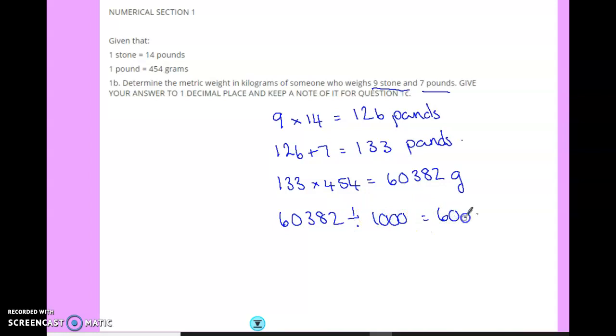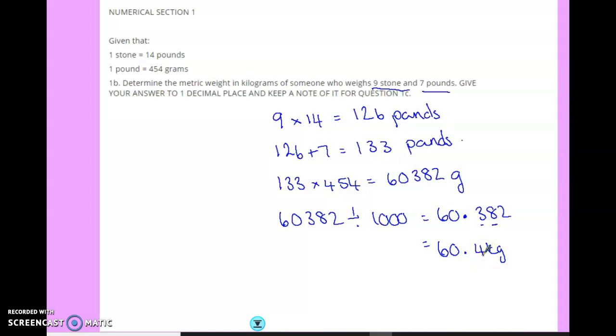That gives me 60.382 to 1 decimal place. Here's my decimal point. We've got 1 number, which is a 3. After that's an 8, so that's going to push that up to a 4. So we get 60.4 kilograms.